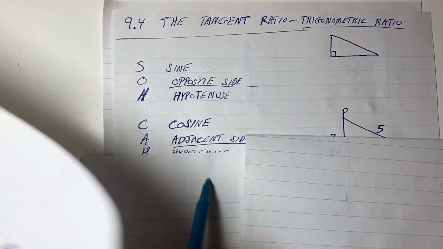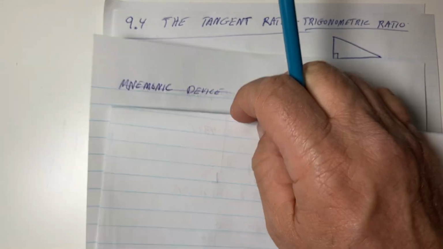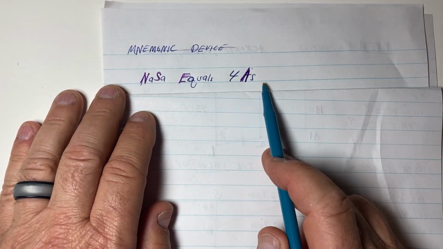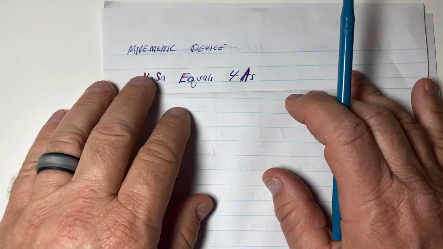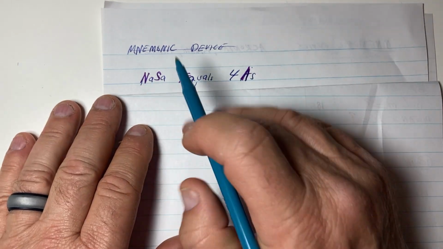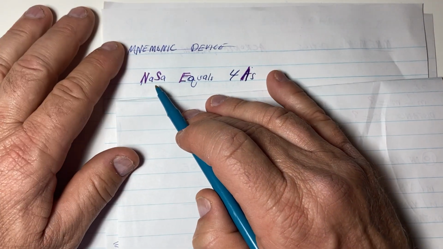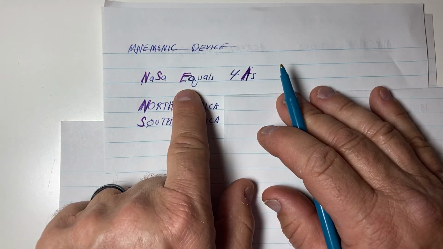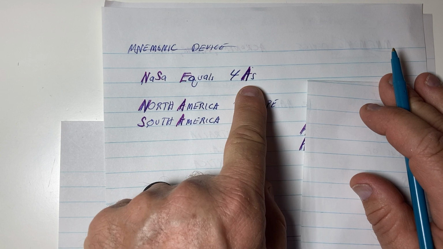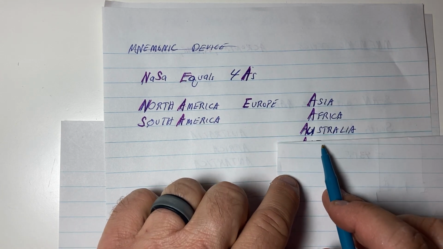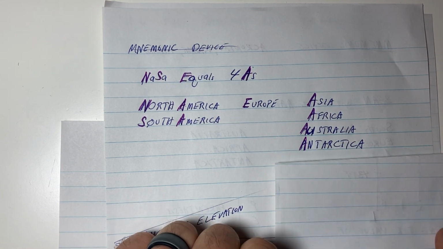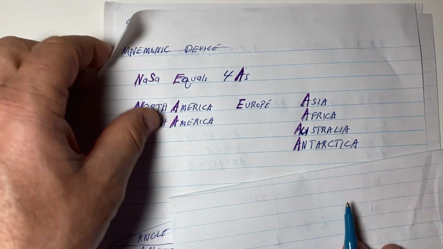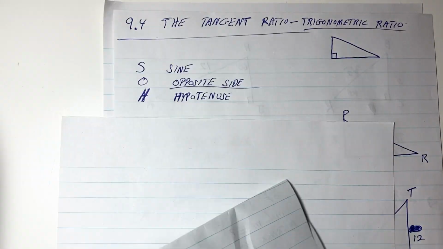Another way for that would be, I like this one better. For the continents, NASA equals 4 A's. I like this better because there's actually 4 A's there. NA would be North America. SA would be South America. E is going to be Europe. And the 4 A's would be Asia, Africa, Australia, and Antarctica. NASA equals 4 A's. That's the mnemonic device for remembering the continents.